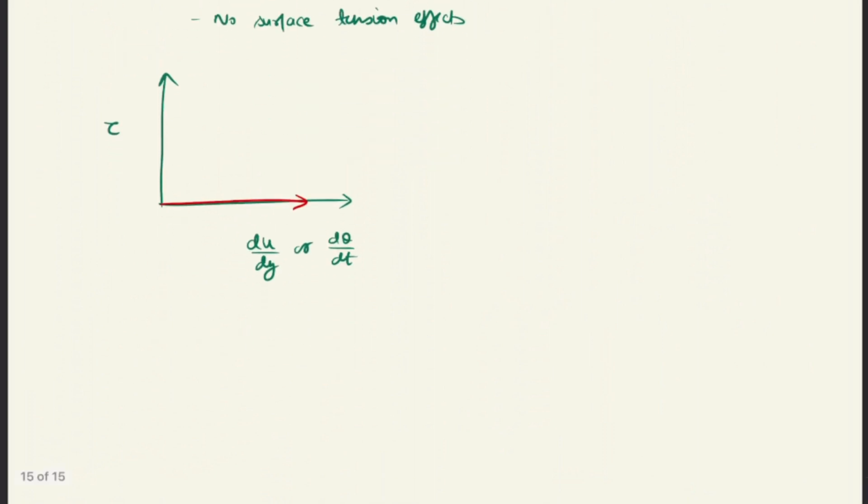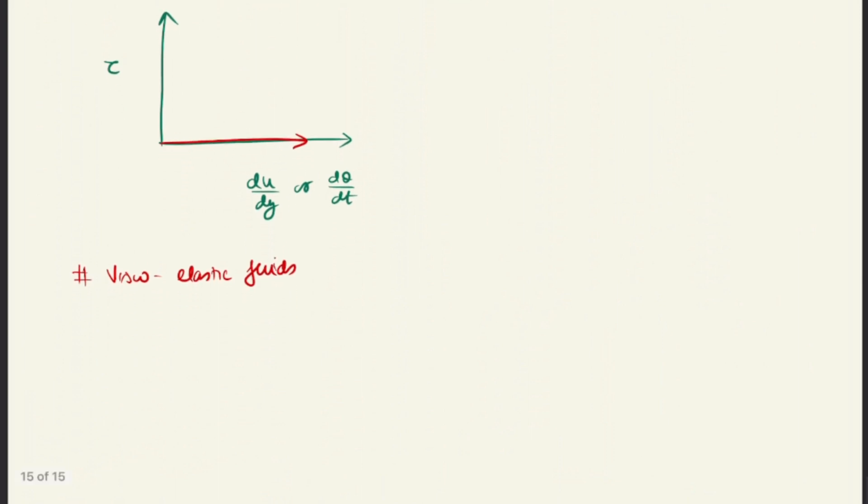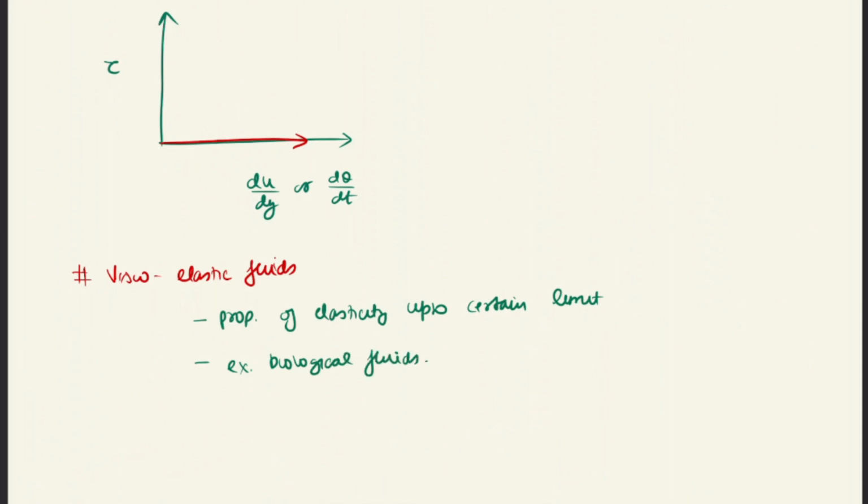Next is viscoelastic fluids. So viscoelastic fluids have the property of elasticity only up to a certain limit. So let's write it. Property of elasticity up to a certain limit. Example, biological fluids. Okay, so this much we have covered.